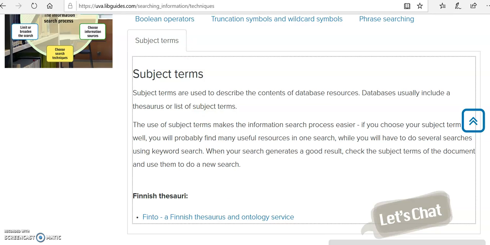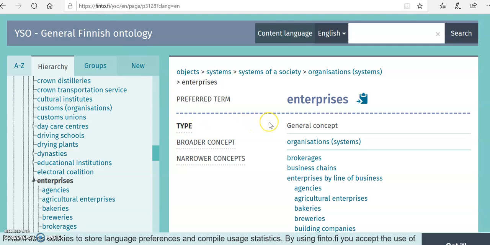Here's an example from General Finnish Ontology, ISO. This is a list of subject terms that are used, for example, in University of Vaasa to describe contents. So you can check your search terms here in order to find broader concepts, narrower concepts, or related concepts.